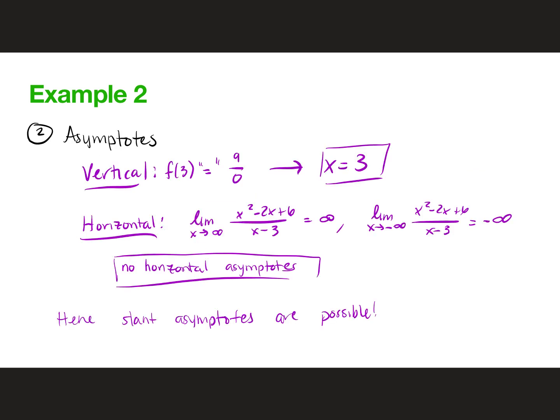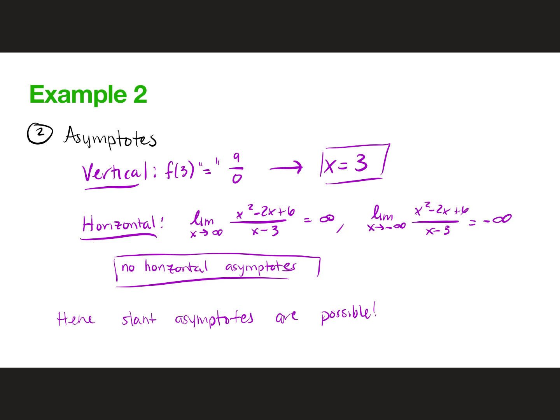Next, we look at asymptotes. First we look for vertical asymptotes, and vertical asymptotes will occur at values of x that make the denominator equal to 0 while the numerator is not equal to 0. So here if we plug in x equals 3, we'll get 9 over 0, with the equal sign in quotes because 9 over 0 is not defined. But this is exactly what we're looking for to say that there's a vertical asymptote. And so the line x equals 3 is a vertical asymptote for our graph.